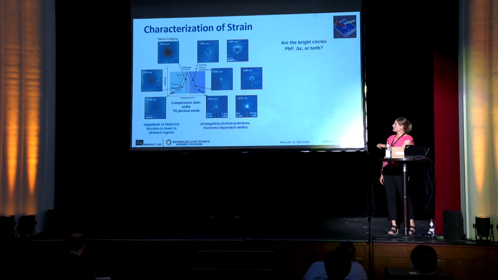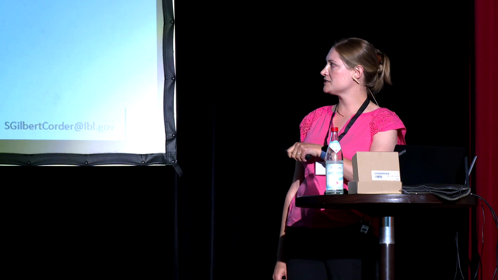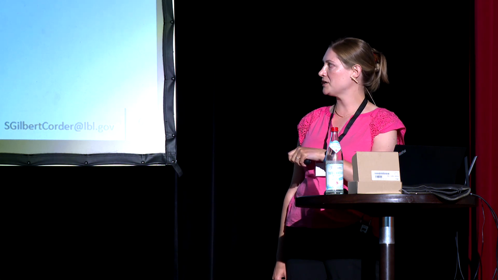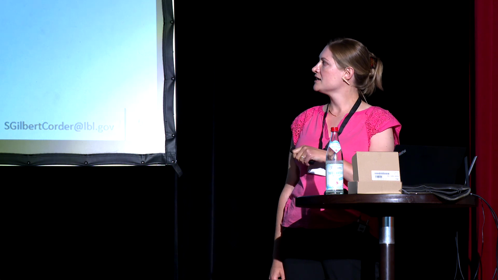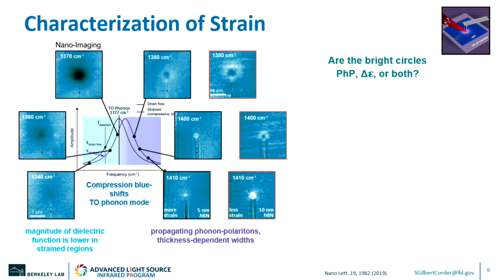And so looking at another HBN sample that was just a little bit thicker, so this is 10 nanometers compared to 5 nanometers, this film has less strain in it because of its thickness. And so you can see that, we do see some propagating phonon polaritons that are launched from this wrinkle.